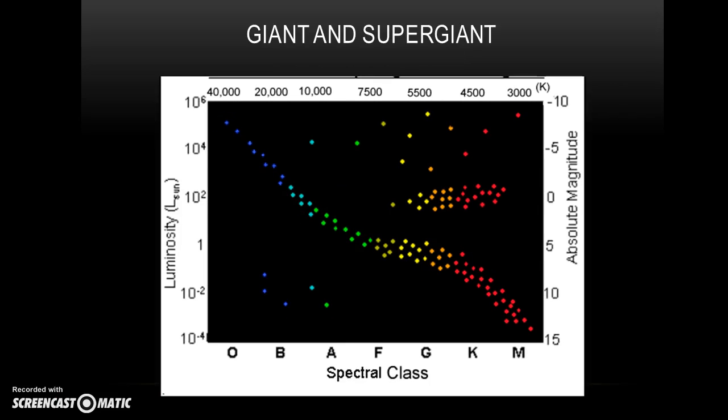After the main sequence, stars then go into the red giant and supergiant phase. During this, the hydrogen core is gone. It's now fusing helium. It begins to expand and contract and starts to fuse carbon. On this diagram, your giants would be found right here, and your supergiants just above that.